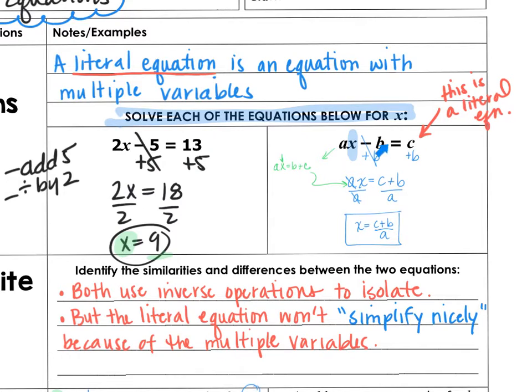So this is called solving a literal equation. When you take an equation and you just inverse operation it out to shift it around so that instead of being c equals blah, blah, blah, it becomes x equals blah, blah, blah. And the reason why we chose x is because it told us solve each of the equations below for x.